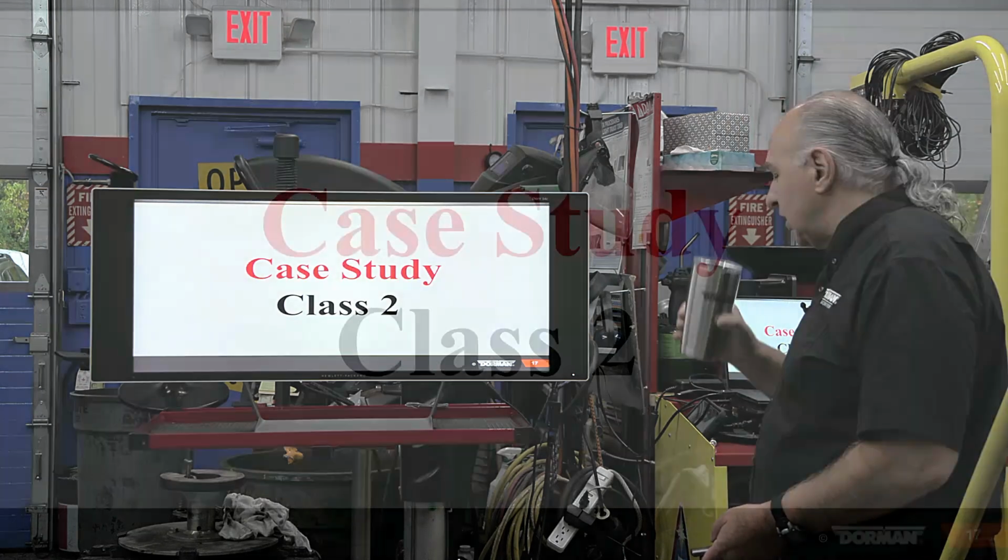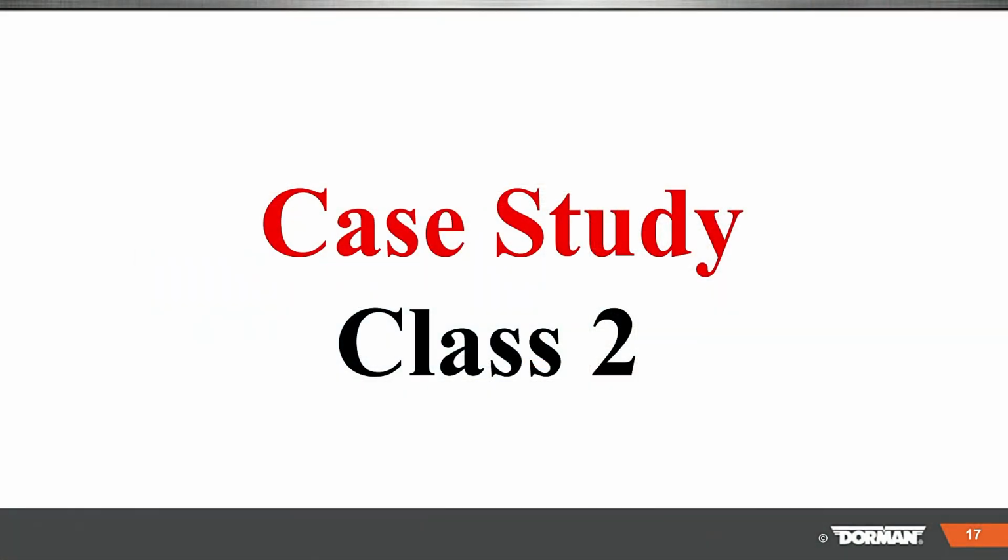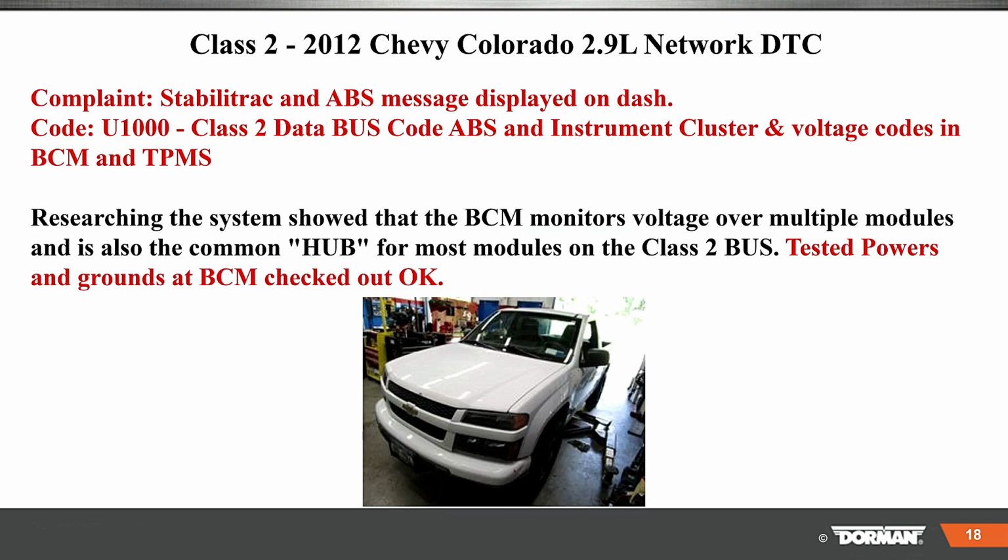Let's go look at a case study. This vehicle came in the bay right next to where I am, actually. So this is a Class 2 2012 Chevy Colorado 2.9, and it had a stability track issue, an ABS message displayed on the dash, a U1000 Class 2 data bus code, ABS and instrument cluster, and voltage codes in the BCM and TPMS. So now you look up the codes.